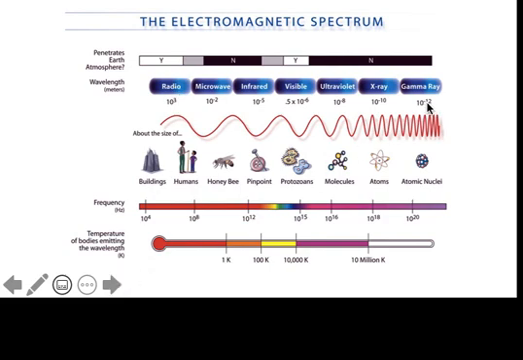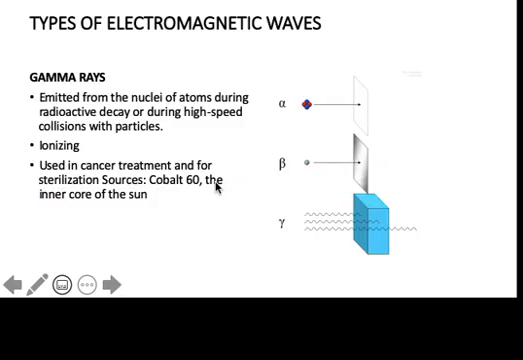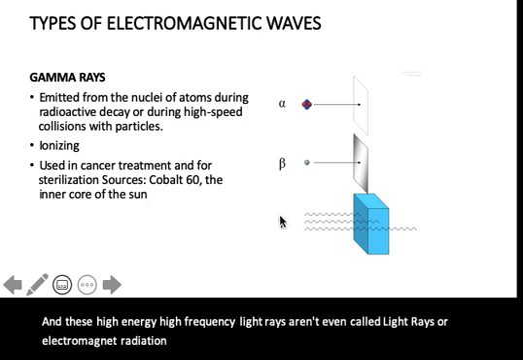So let's just run through and talk a little bit about these various things. So we'll go from high to low. So the highest frequency are gamma rays. Notice the term rays here, right? When they were discovered, people had no idea that they could even be modeled as a wave, that they were like visible light or anything like that. And they were named in the early days of detecting radiation, and that's why things like the helium nucleus isn't called the helium nucleus, it's called the alpha particle. A free electron is not called a free electron, it's called a beta particle. And these high energy, high frequency light rays aren't even called light rays or electromagnetic radiation, they're called gamma particles.